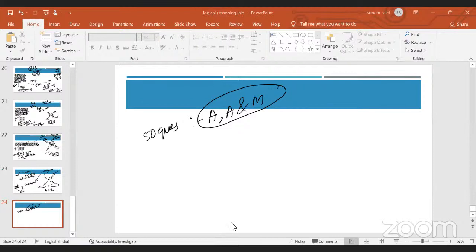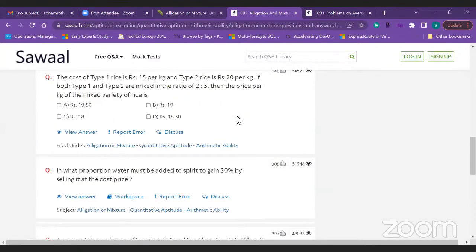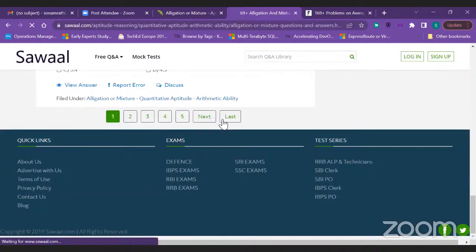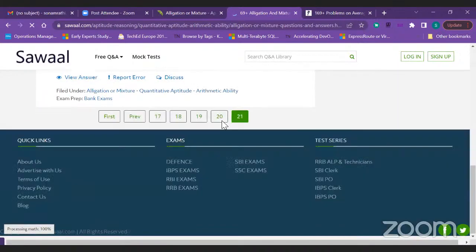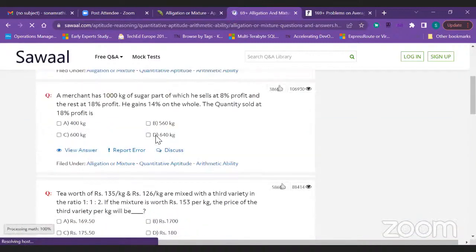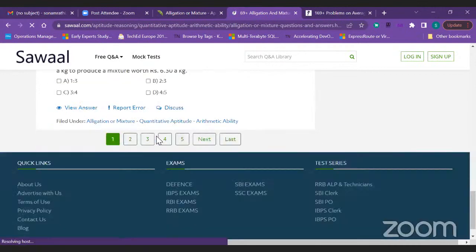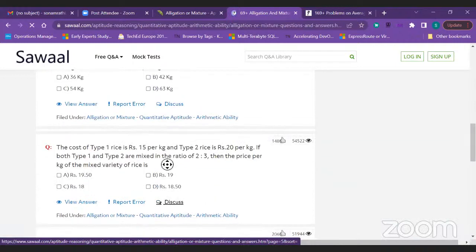Okay, wait, I'll show you if you want me to show it to you. See, this is that link I just gave you. See how many questions there are on alligation and mixture. Let's look at the last page. So many questions, 20 pages of questions. Each page has how many questions? 1, 2, 3, 4, 5, 6, 7, 8. So each page has 8 questions and you have 20 pages. So you can practice a lot.